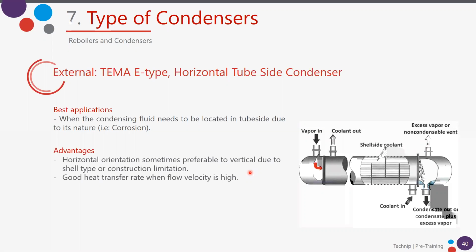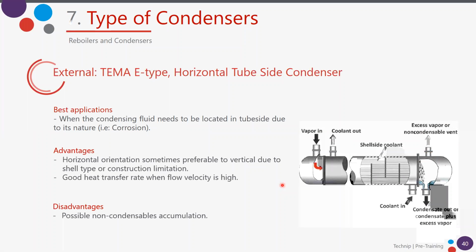The advantages of these condensers are that horizontal orientation is sometimes preferable to vertical due to shell type or construction limitations, and also there is a good heat transfer rate when flow velocity is high. The main disadvantage is possible non-condensable accumulation. As I said, we have to place a nozzle with a good diameter to evacuate the non-condensables.